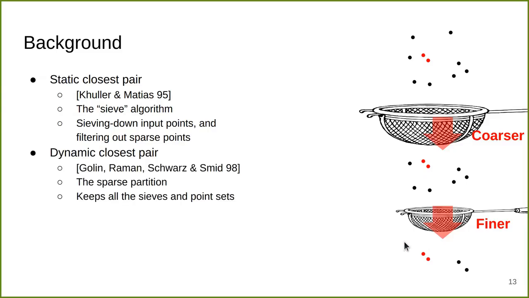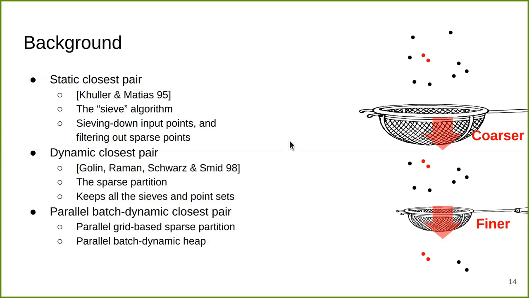For the dynamic closest pair by Golin, Rabin, Schwartz, and Schmidt, they used a data structure called sparse partition. The fundamental idea is similar to the sieve idea. They keep all of these sieves as well as all of these levels. For example, for a dynamic insertion, they throw in a point from the top, and while it trickles down, it also moves points around in between these levels.